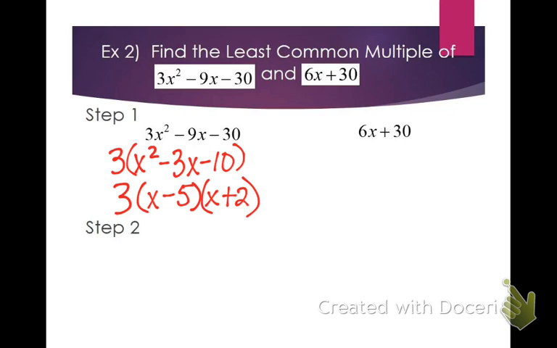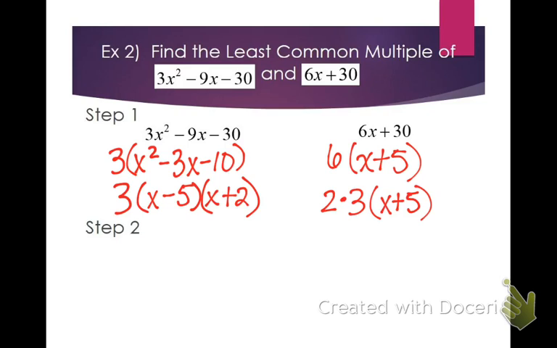On the other one, what can I factor? 6. What's left? X plus 5. Okay, and then on this one, we can't really factor what's in the parentheses more, but 6 is not prime, so how should I write it? 3 times 2, whichever way you want to go about it.